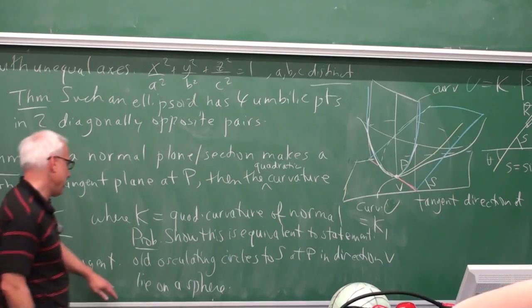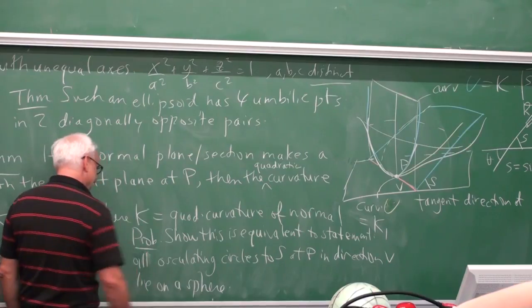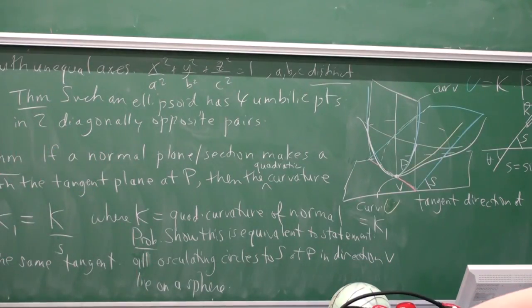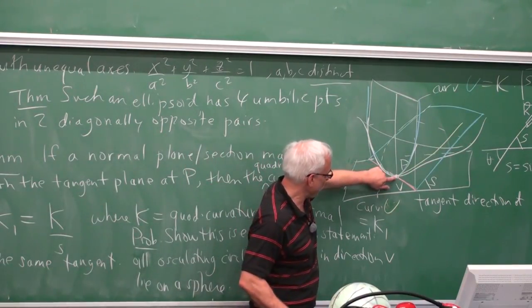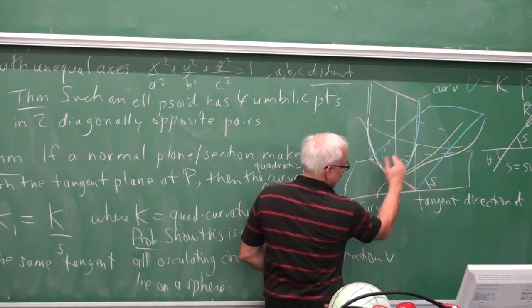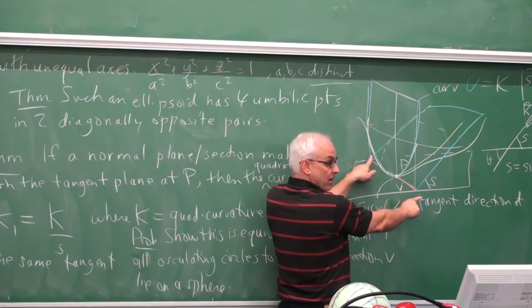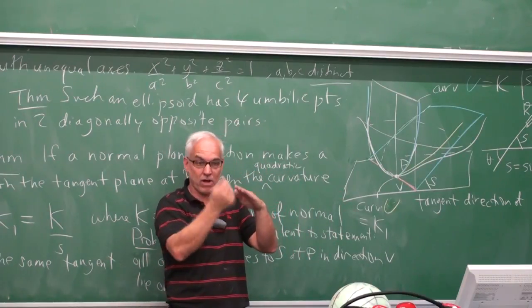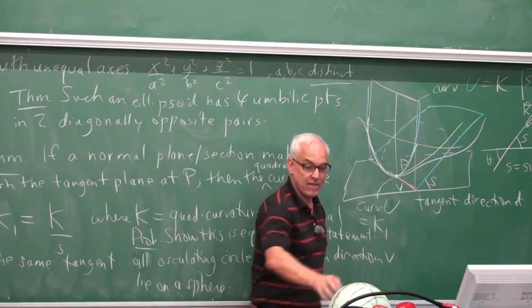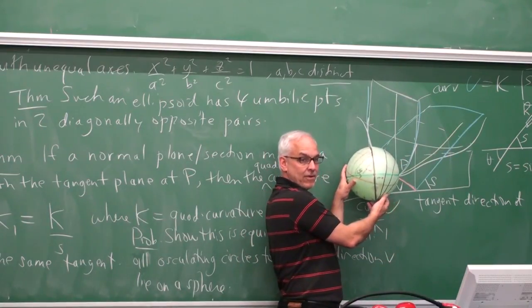Sorry, what do you mean all of those? So this is equivalent to the statement: all osculating circles to S at P in the direction V lie on a sphere. In other words, if we look at all sections of the surface that pass through this fixed tangential line, we're getting all these different curves. If we draw the osculating circle of each one of these individual curves, they all end up lying on a sphere. It looks exactly like this.